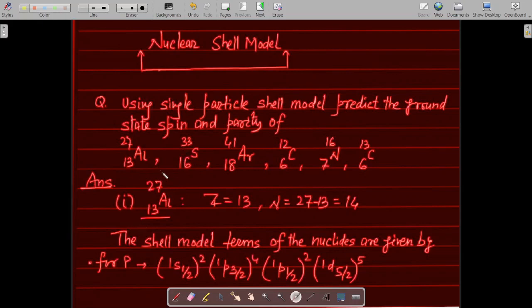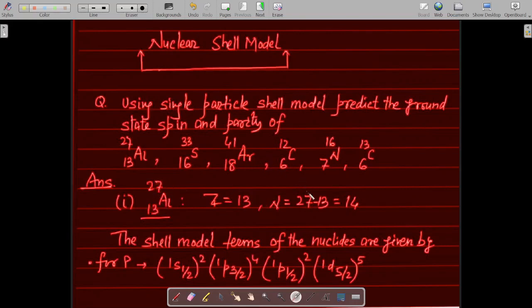Now number one is aluminium-27. So let us see aluminium-27. Let us see the nuclear configuration right now. Z equal to 13, clearly, for aluminium-27. So Z, that is the atomic number, is 13, and the number of neutrons will be what? The number of neutrons will be 27 minus 13.